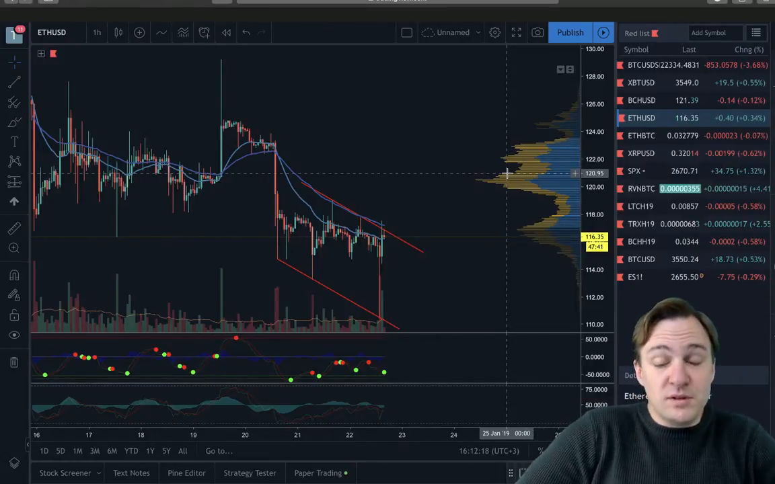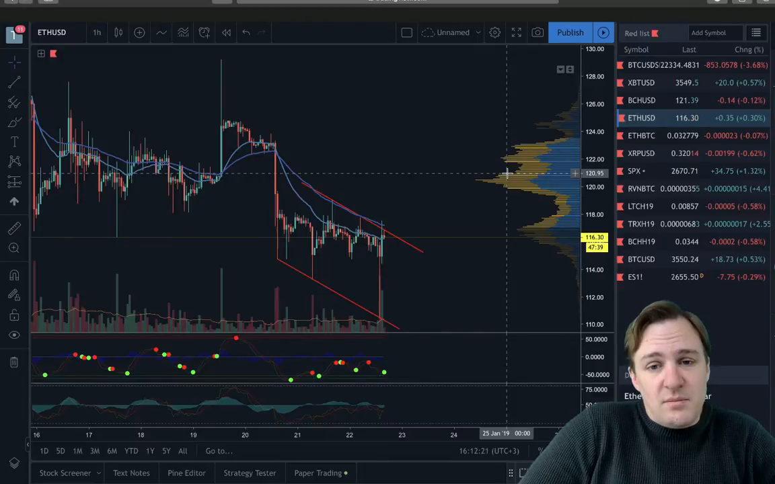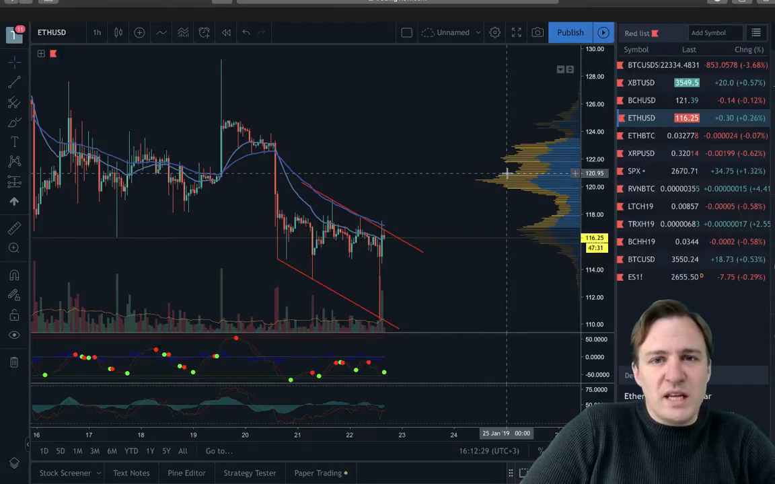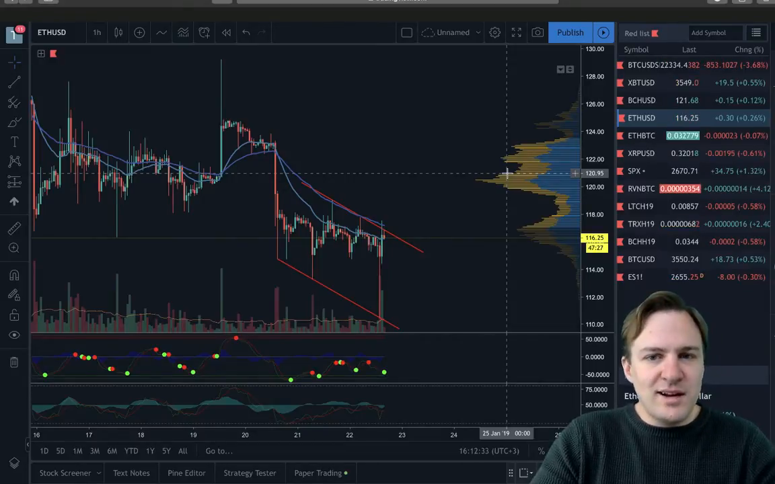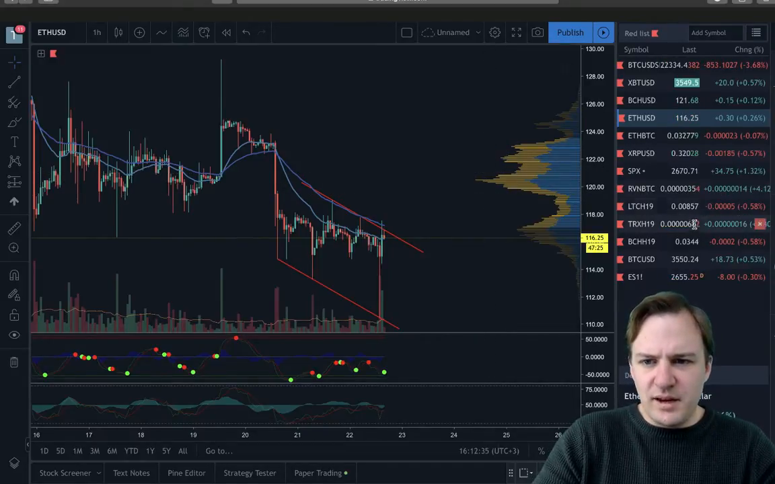Well, not even news, but just the big factor to take into account for the markets right now is the lower volatility is really reducing the amount of movement that we get on a day-to-day basis. So it is having an effect on some of the strategies that I've been using.